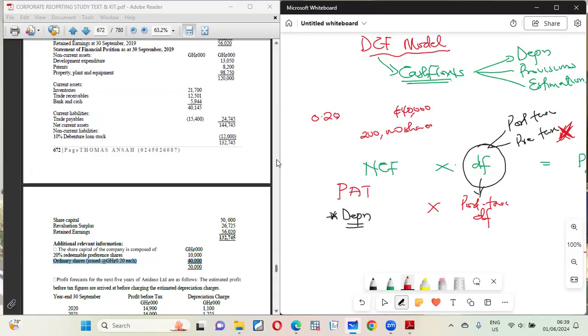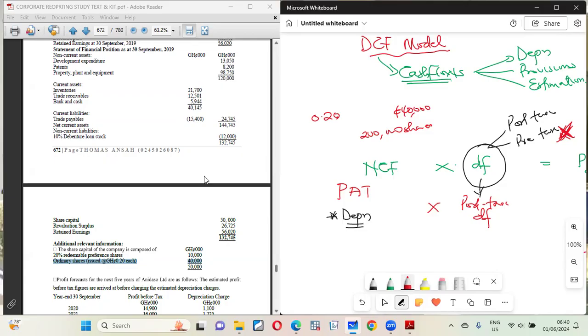So yes, it's 200,000. Aha, so that's how you find the number of shares. Like I always tell you, don't always expect the examiner to be pointing you to the figure. Sometimes you need to work your way around it. Okay, so that is how you find the number of shares.